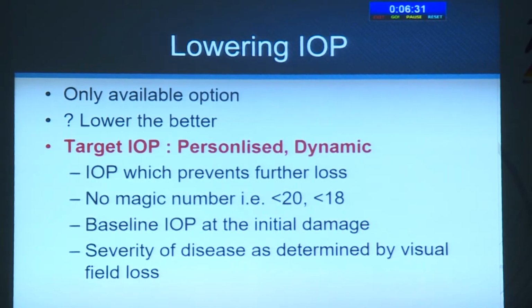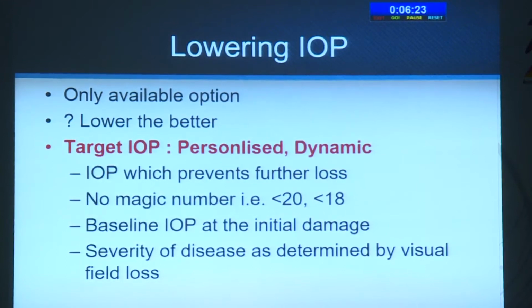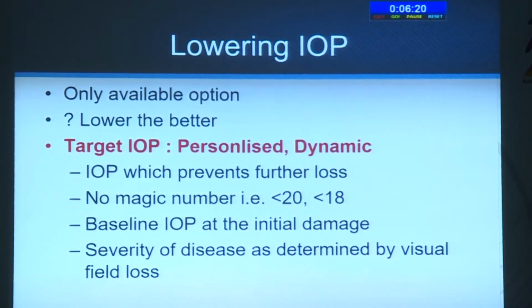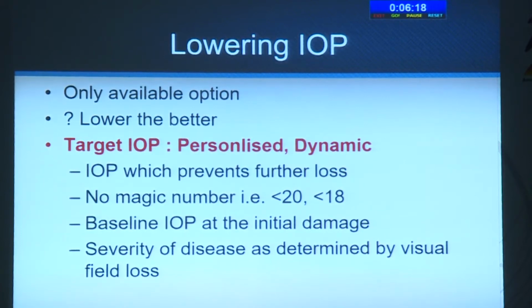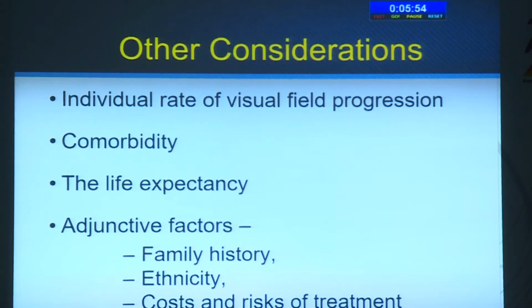So lowering intraocular pressure is the only option available to us, and how low is better? Dr. Narang said that it could be even lower. So that brings the concept of target intraocular pressure, which is a personalized, customized, and dynamic thing. It is the IOP that prevents further loss without losing quality of life. It's not a magic number like 16 or 20 or 18, but a range, and it has already been discussed by the previous speaker how we decide what the target range should be.